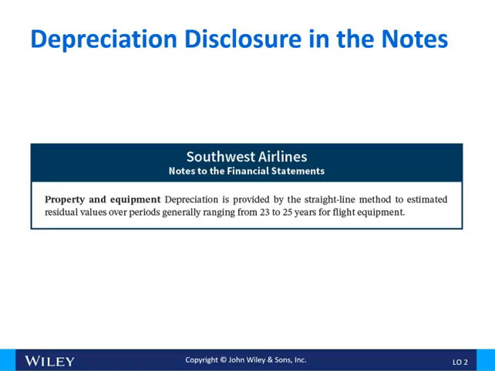Here's an example of disclosure notice in the notes. So Southwest Airlines talks about depreciation using the straight line method to estimate a residual value of periods ranging from 23 to 25 years for flight equipment. So using straight line, and the number of years of useful life is somewhere between 23 and 25 years is what they're saying.